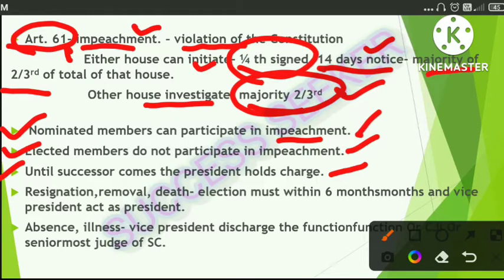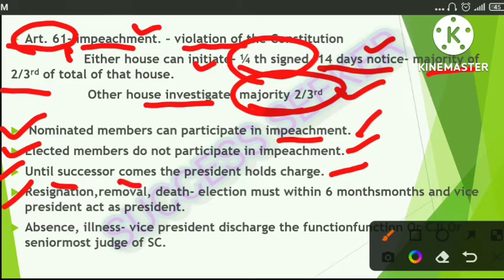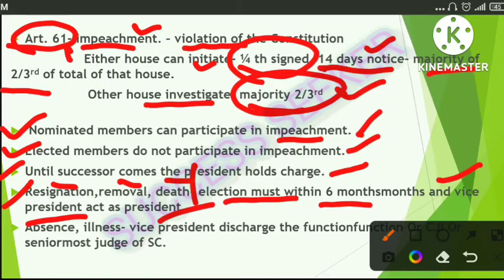That is, no interim has to be maintained in the seat of President. The President's seat cannot remain vacant fully, and it can be vacant only by resignation, removal or death. And if it is so, the election must be within 6 months, and in that period the Vice President acts as the President.